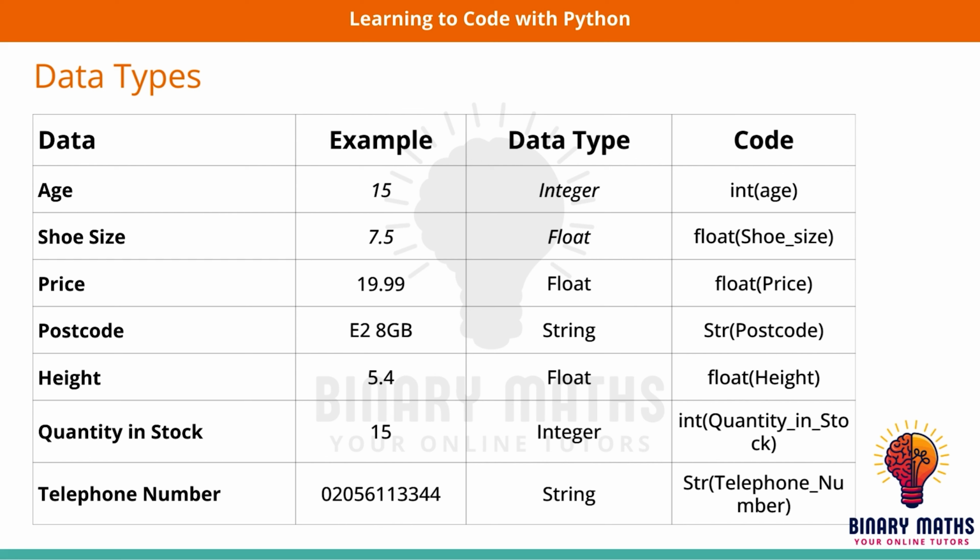Now again, a telephone number is not a number that we perform calculations on. So we would actually use the data type string for a telephone number, which is again alphanumeric.